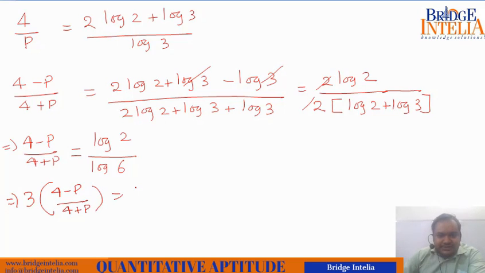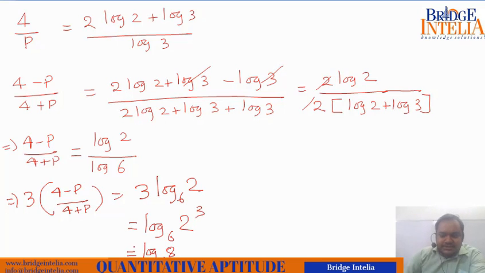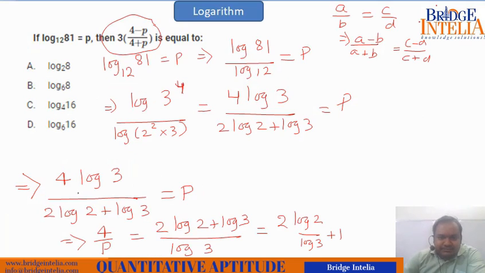So 3 times of log 2 to the base 6, because this 6 when removed from the denominator will become its base. So this can be written as log of 2 cubed to the base 6, which is equal to log 8 to the base 6. So log 8 to the base 6 will be the correct answer. Now let's move further.